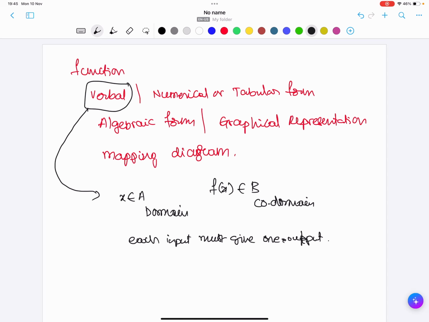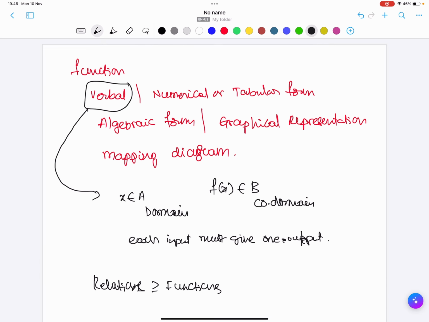Otherwise, we call it a relation. Relations are more generalized, where one input can have more outputs also. That is why we say relations are more general than functions. Always you can say that the set of functions is a subset of the set of relations. You can say that in set notation.